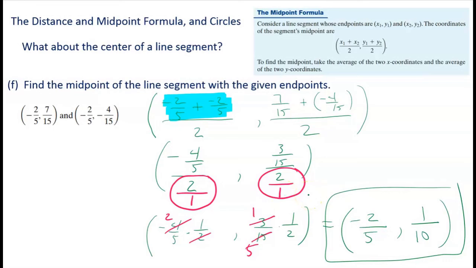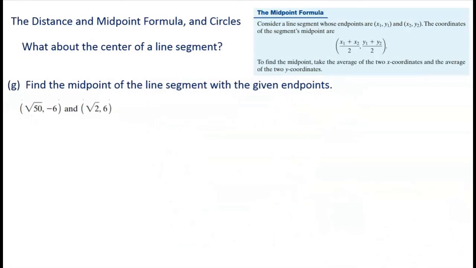Let's see if I have another one for you. Well, of course I do, and look at this lovely one. Okay, so find the midpoint of the line segment with the given endpoints. We've got square root of 50, comma, negative 6, and square root of 2, comma, 6.